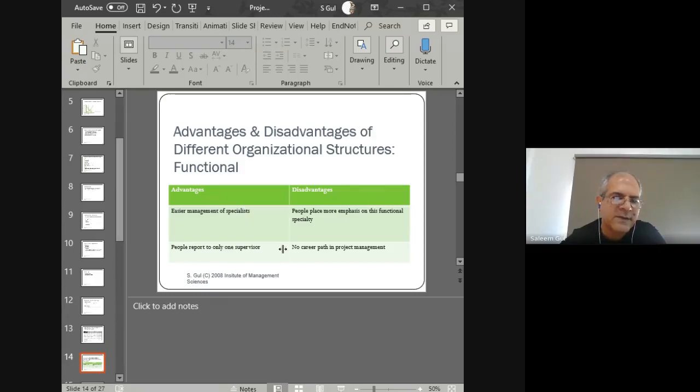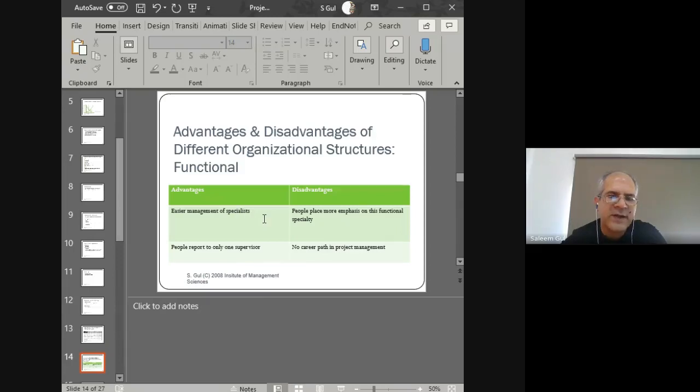So, for example, the disadvantage of functional hierarchy is that people place more emphasis on their functional specialty. They are more concerned about what they have to do within their operational activities. So that's one disadvantage. They are more invested in the operational activity, less invested in the work that they have to do for the project. And secondly, there is no career progression for the project manager. So these are two disadvantages.